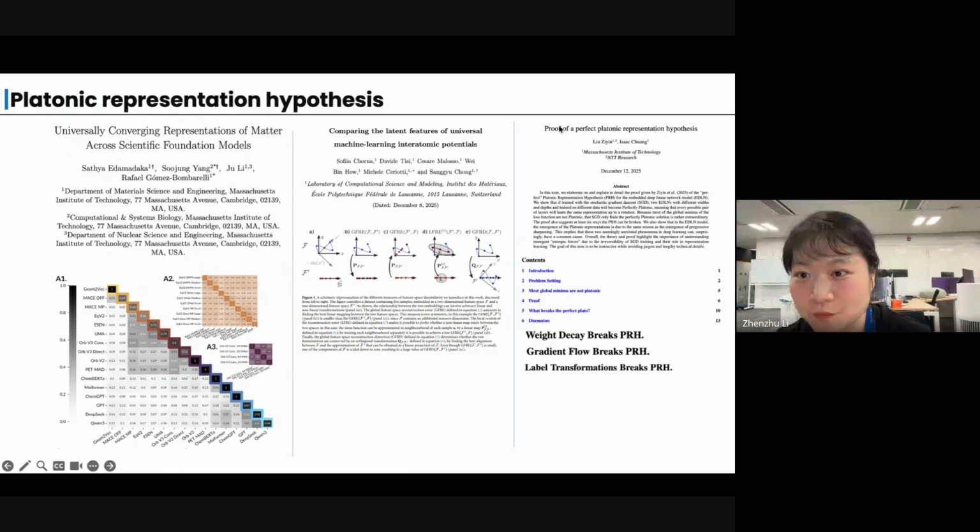And this one is from a mathematics background. They try to give a proof of the perfect Platonic representation from the architectural aspect of training the different models, and how the Platonic representation will appear, and when it will be broken.